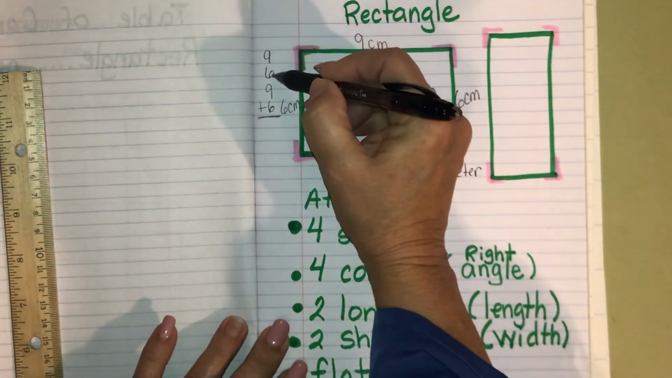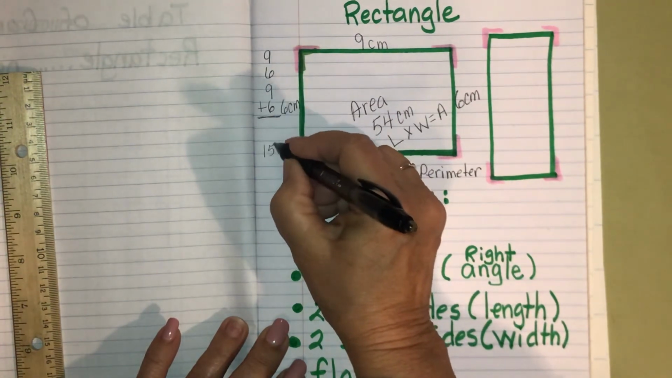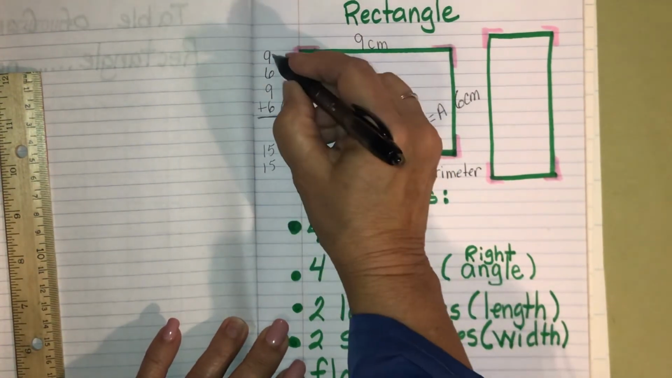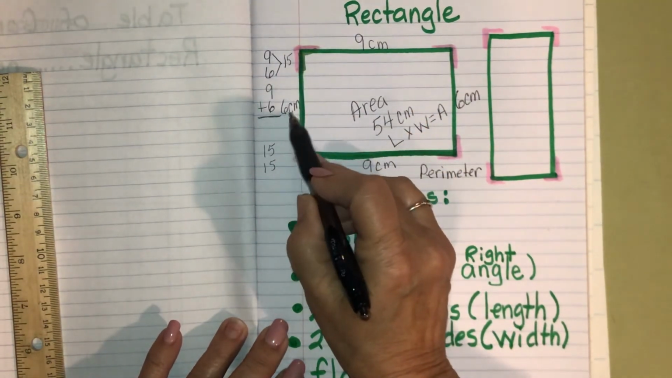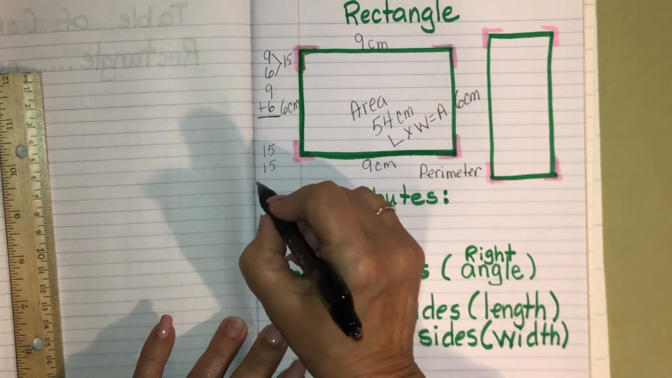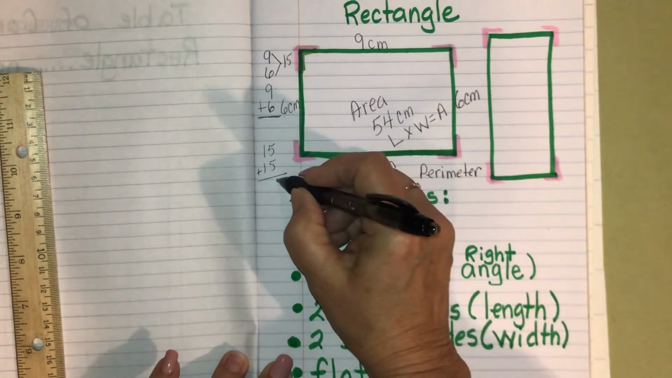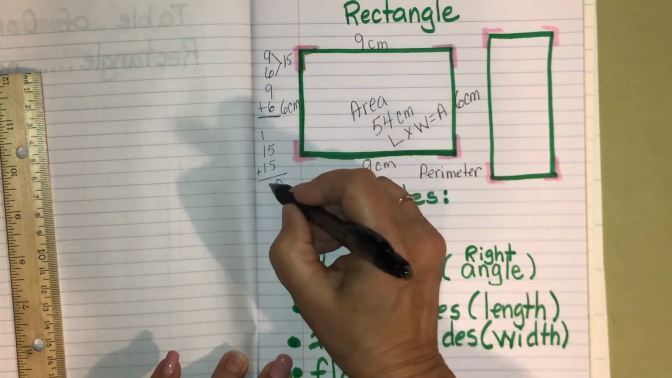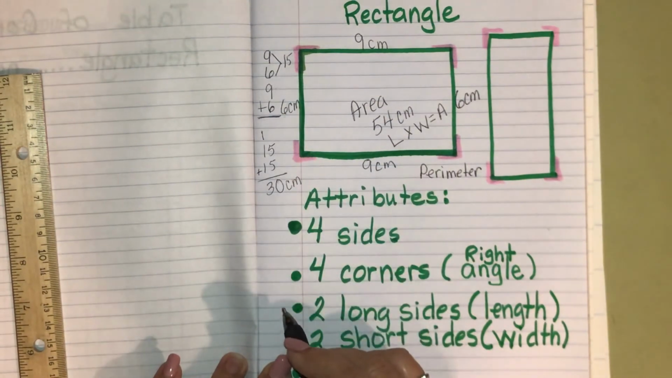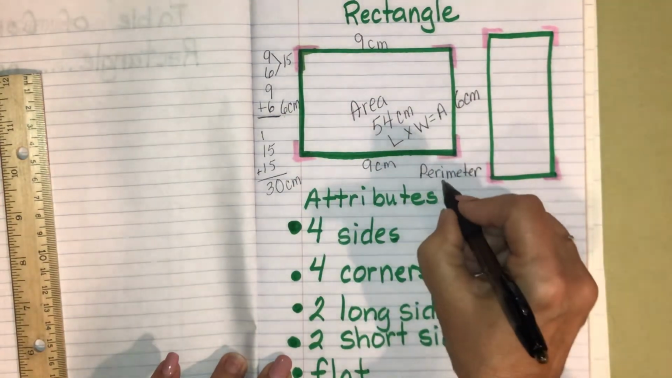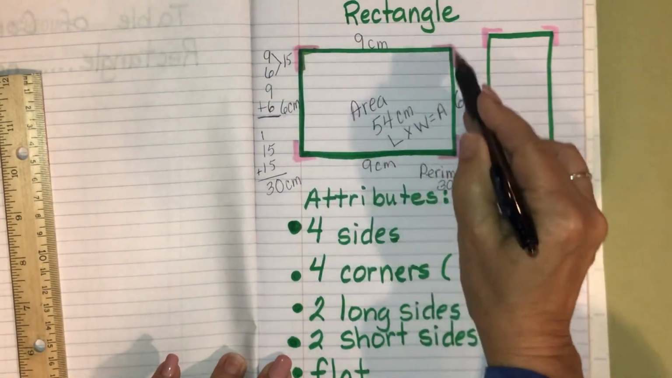Okay, 9 plus 6 is 15. 15 plus 15. You see what I did there? 9 plus 6 is 15. I don't want to write it because it's going to get in the way of that. Okay, so we've got 15 plus 15. 5 plus 5 is 10. Carry the 1. 1, 2, 3. 30 centimeters. So the perimeter is 30 centimeters around.